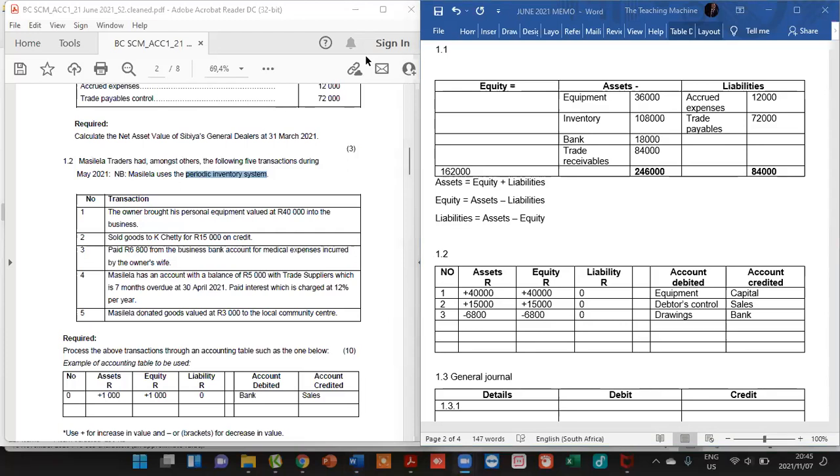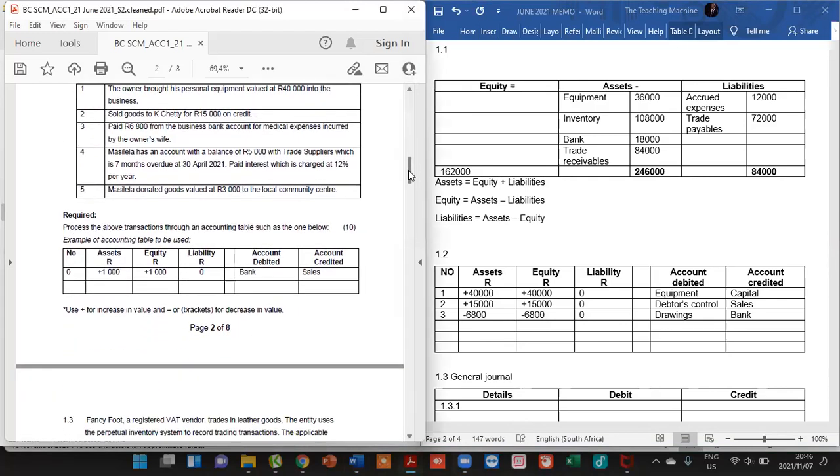Okay, let me check. All right. Even if you can use brackets, a negative sign means it's a decrease. So a negative sign and brackets, I think they mean the same thing, if I'm not mistaken. Please correct me. But if you prefer to use brackets, okay, use plus for increase in value and minus or brackets. Okay, you see, we have an option. We can use minus or we can use brackets. Okay. All right, thank you very much.